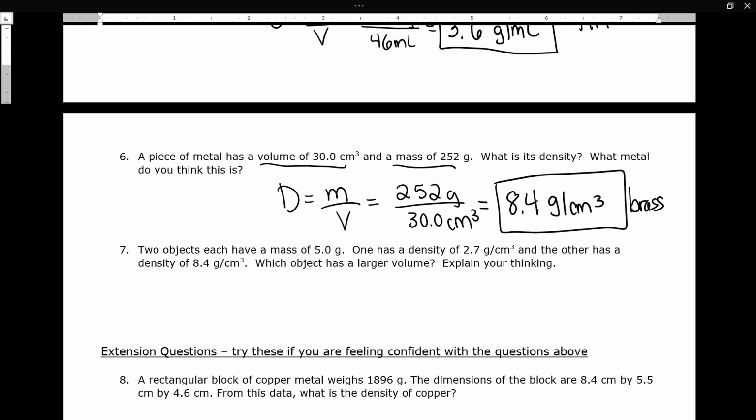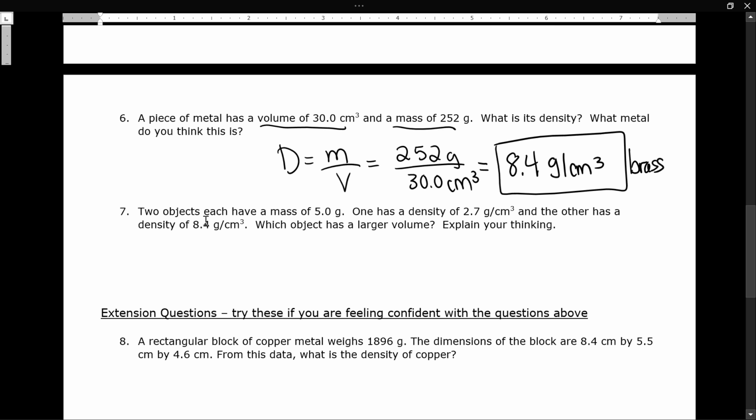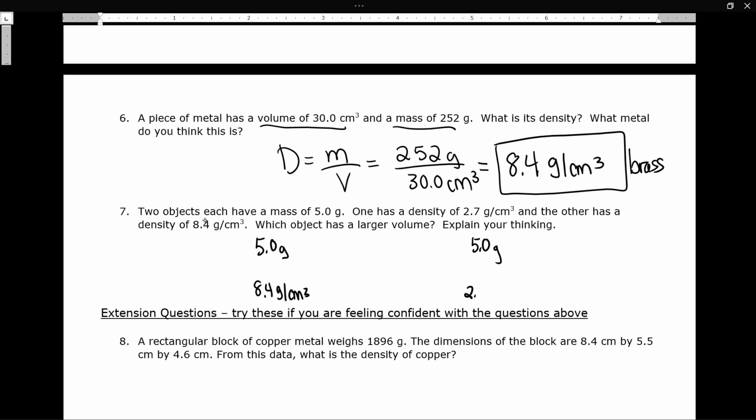Okay, so we just identified that. That is brass. Oh, here's another good question to think about. So you have two objects that each have a mass of 5 grams. One has a density of 2.7, one has a density of 8.4. Which object has the larger volume? Explain your thinking. Okay, so you've got a 5-gram sample over here, and the density is 8.4 grams per centimeter cubed. And you've got a 5-gram sample over here, and the density is 2.7 grams per centimeter cubed.